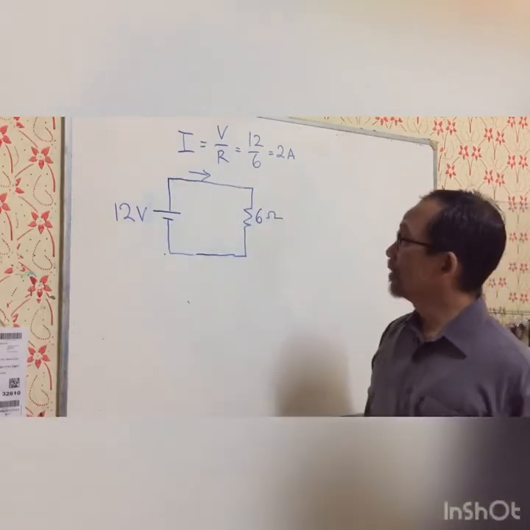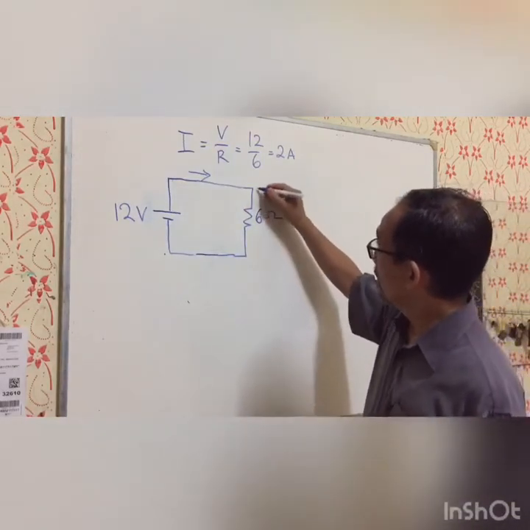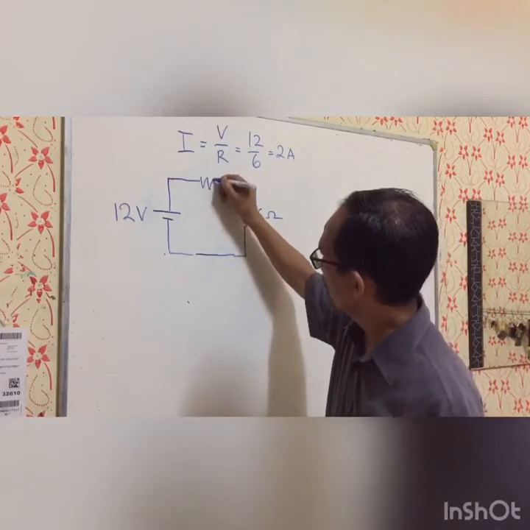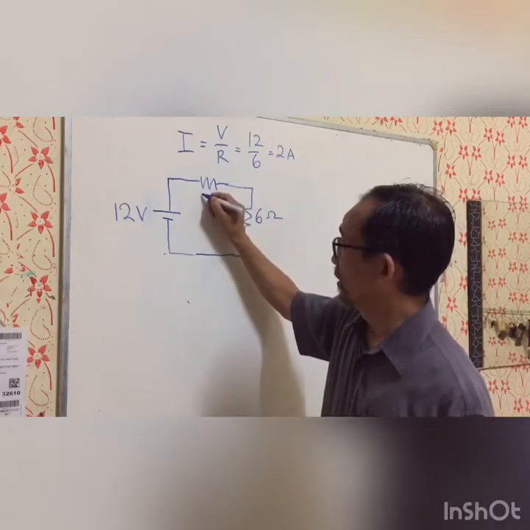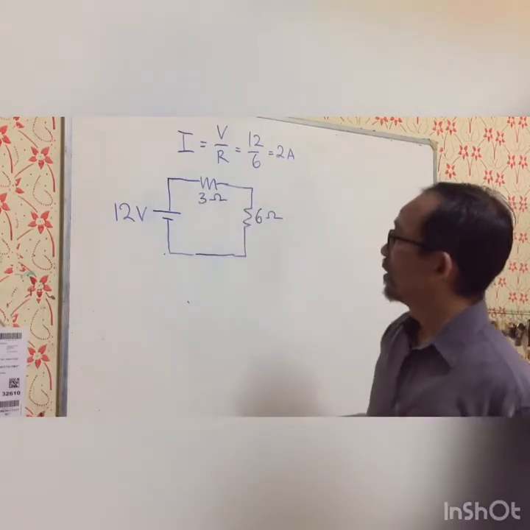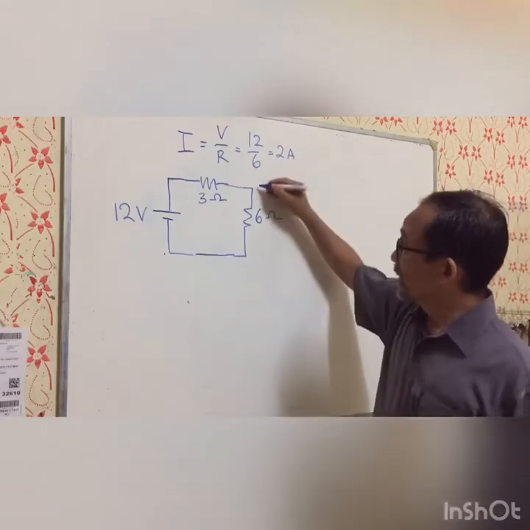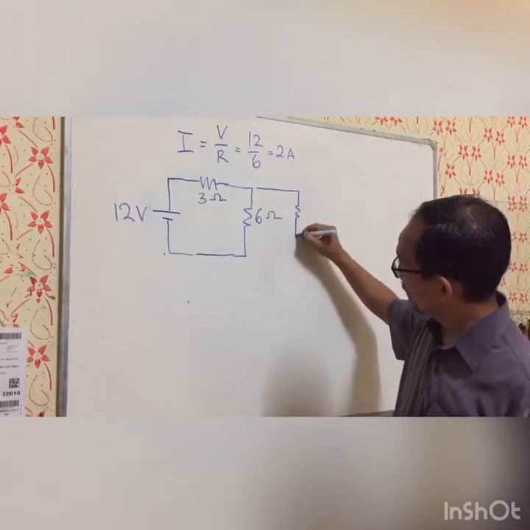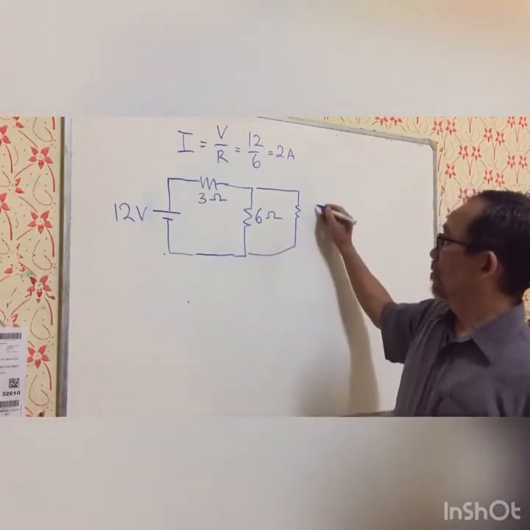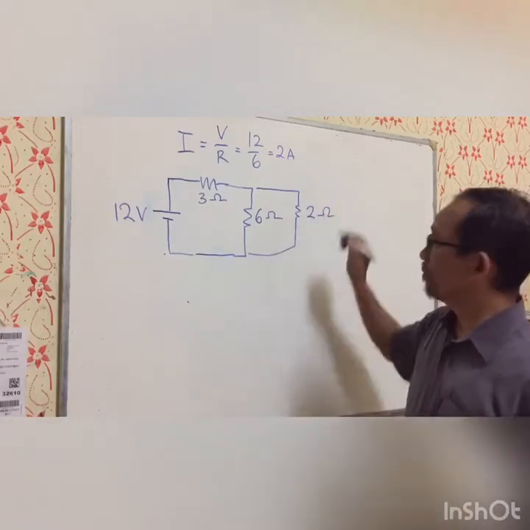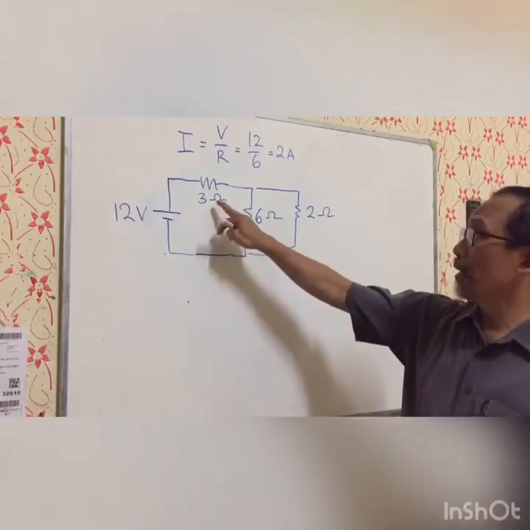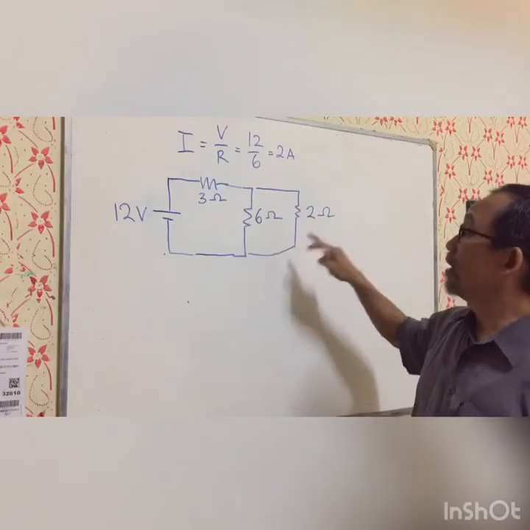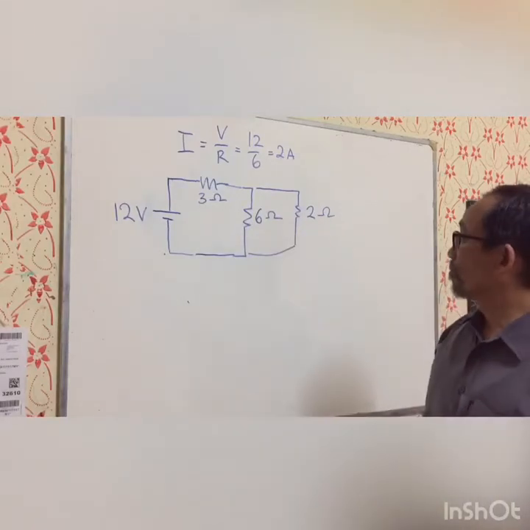Let's say we have another resistor here. Let's say it's a 3 ohm resistor. Okay, let's have another resistor here, a 2 ohm resistor. Now we cannot readily combine this resistance with this resistance because there is another resistance in parallel. We need to combine this first.